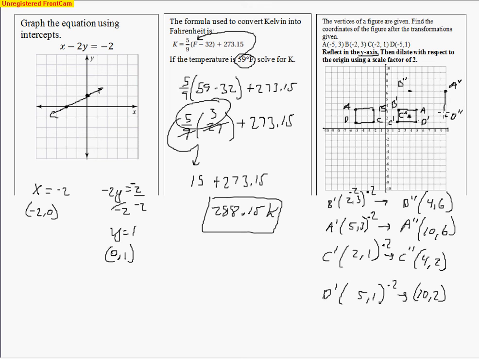So you can see that is the new rectangle. So these are the answers here. It asks for what the coordinates are. Make sure you write down what those coordinates are. And so this was D double prime here.